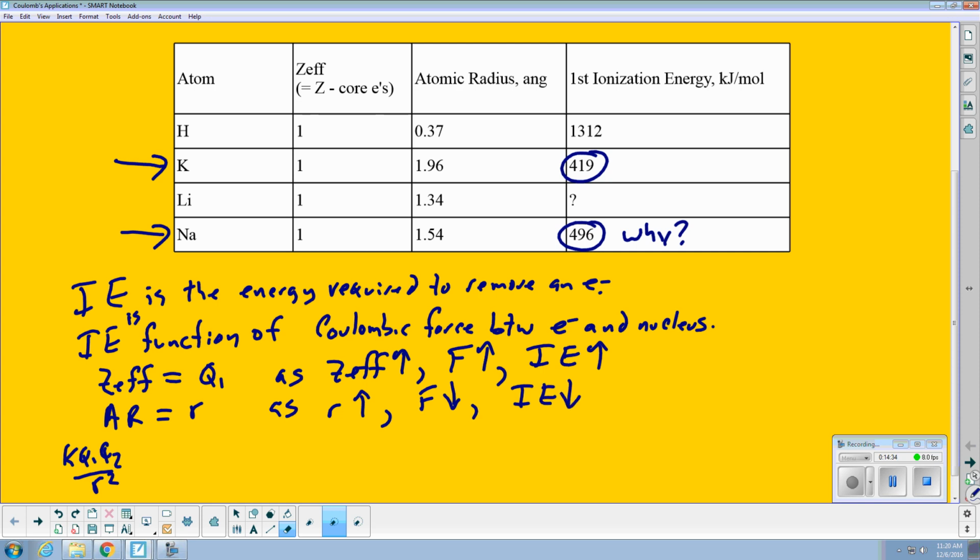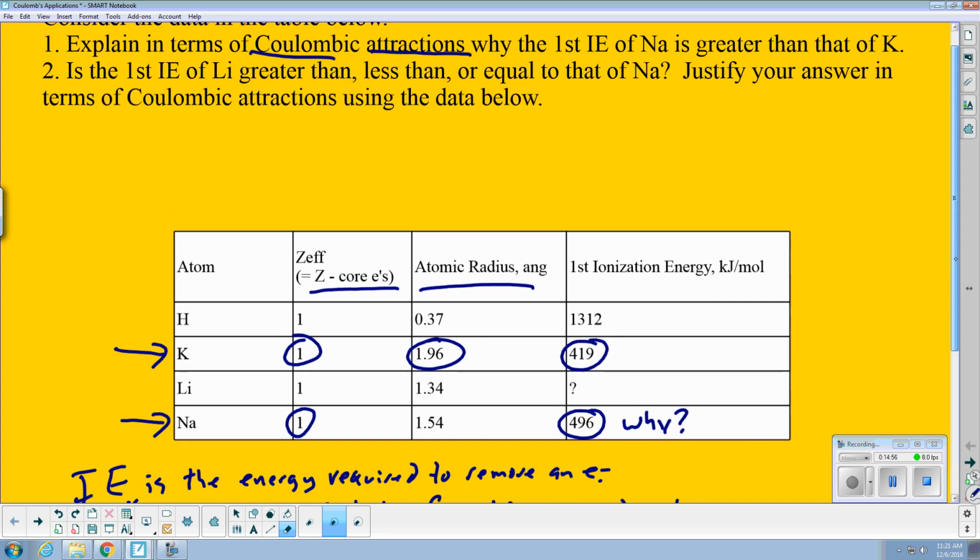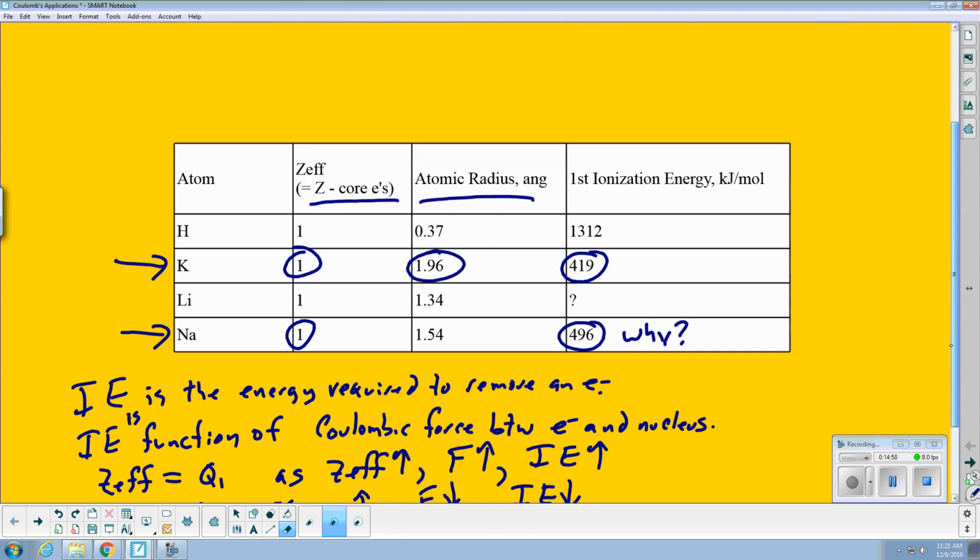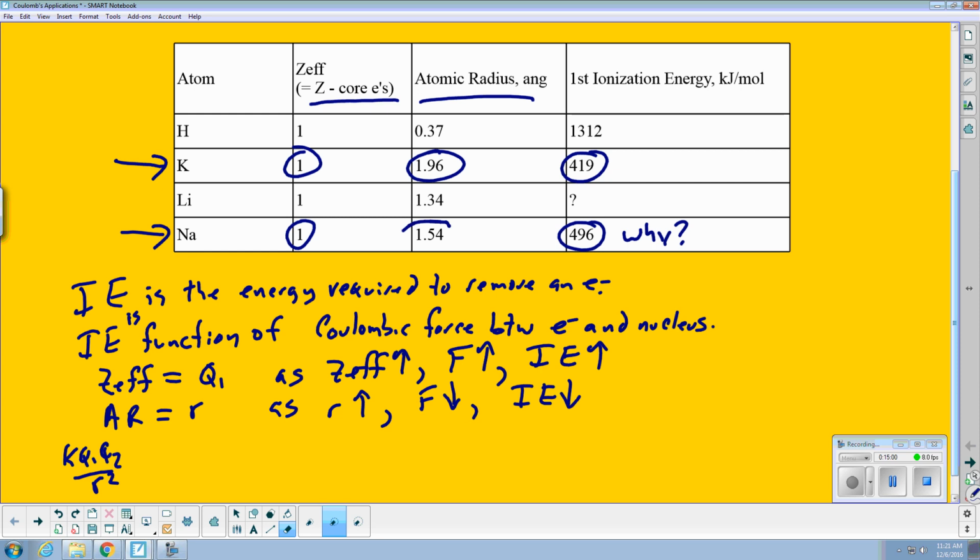All right, so I think we can now do battle. Let's take a look at Z effective. My Z effective, and I'm defining it as Z minus core electrons, is 1 for potassium and 1 for sodium. So it has no impact. So we're going to focus on what? Atomic radius. Good. My atomic radius in potassium is 1.9. Let's go back to our question. Why is sodium greater? Great. And here's my sodium, 1.5. So here's what I'd answer.